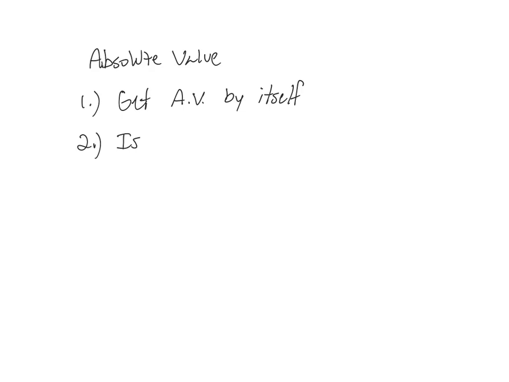1.4 is absolute value. So remember we have steps. I'm going to put AV for absolute value. Get the absolute value by itself. Is it no solution? You want to check for that. And how do you know if it's no solution? You'll have the absolute value equal a negative number.